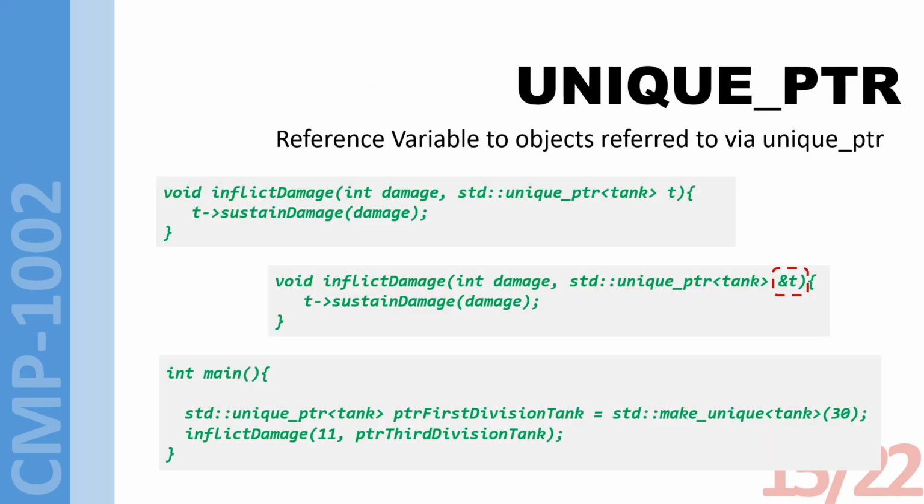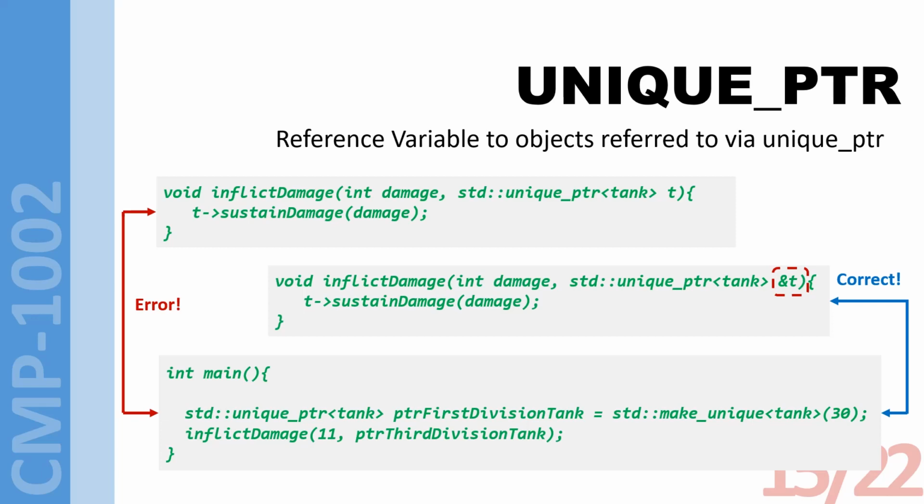Okay, so the thing is, while I have utilized this function on the top and tried to access it using the inflict damage function with ptr third division tank, this call is wrong, because I cannot do that because of this unique pointer structure. However, if I change the function so that it is now getting a reference variable, then this is fine, because there are no two pointers referring to the same object.